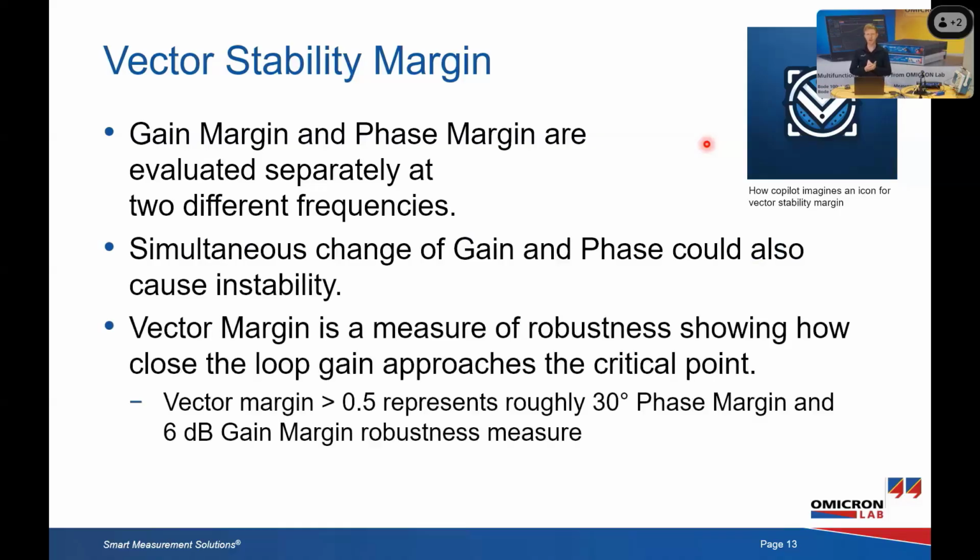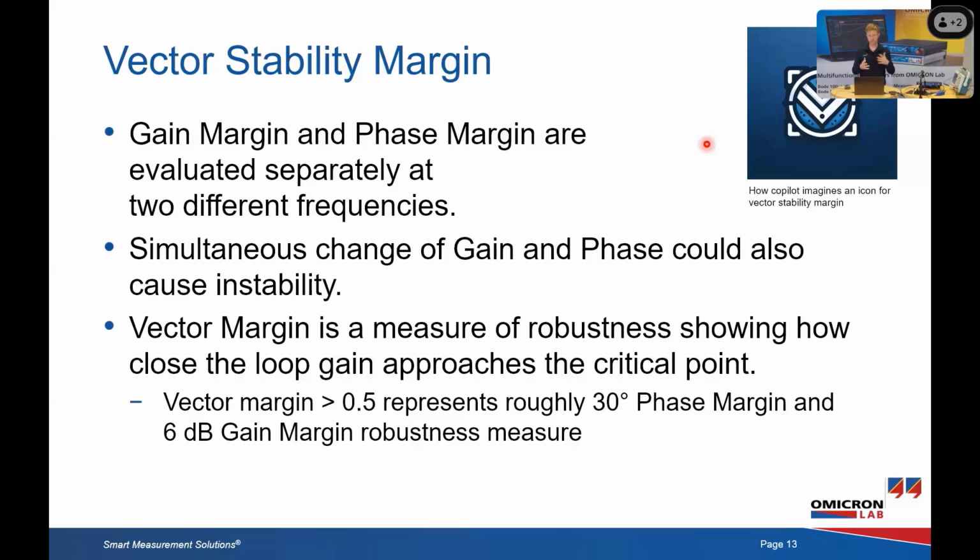And that's the idea of the vector stability margin. It's a measure of robustness that tells us how close the loop gain approaches the critical point, not only in terms of phase or gain, but also in the complex plane in total. So if the loop doesn't have that beautiful minus 20 decibels per decade shape, then it could also show some wiggles in the complex plane, and it could somewhere approach the critical point even earlier than just for phase margin or gain margin values.